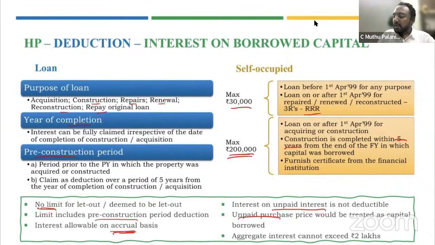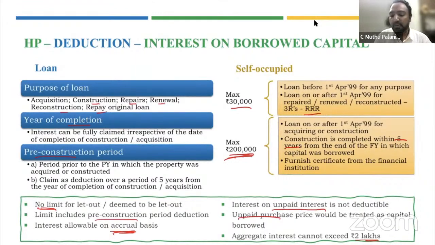And whatever it is, overall interest cannot exceed 2 lakhs in case of self-occupied property. There is no limit in case of let out and deemed to be let out, but there is a limit in case of self-occupied. It is 30,000 for old loans or RRR. Most of you would not have been born before 1st April 1999. So all those loans before 1st April 1999, only 30,000 is allowed. And similarly, RRR, repair, renewal, and reconstruction.